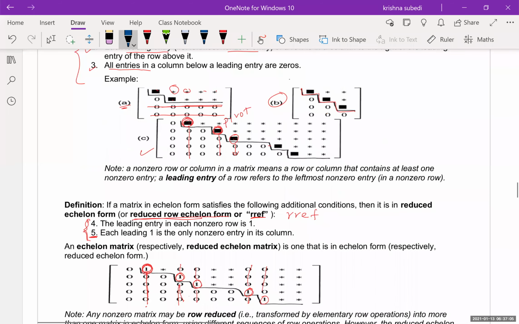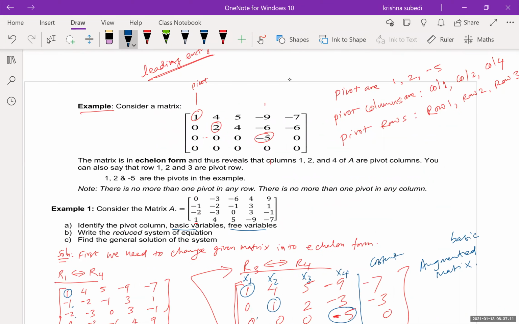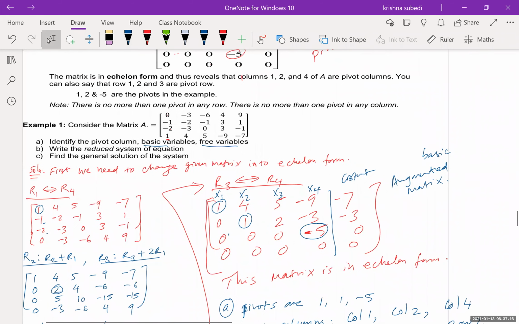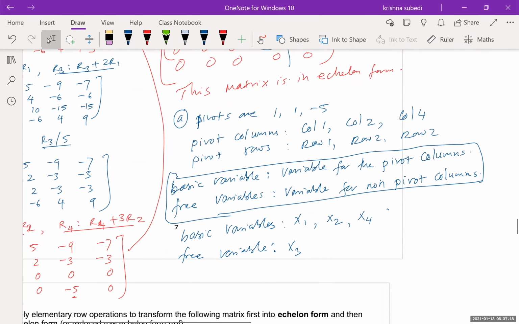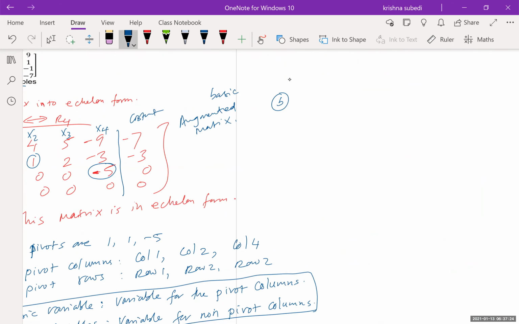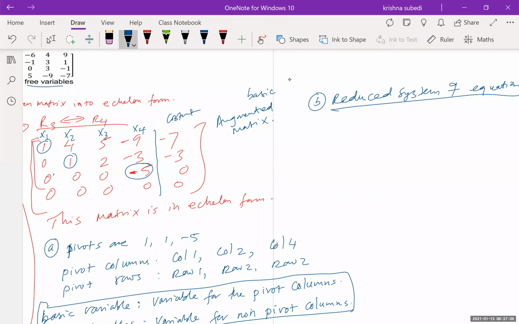Let's go to part B. What is the question in part B? Write the reduced system of equations. Okay, we want to write this matrix as a system of equations. So maybe for part B, I'll go here. We need to write the reduced system of equations. So it means we have the augmented matrix, write this in a system of equations.